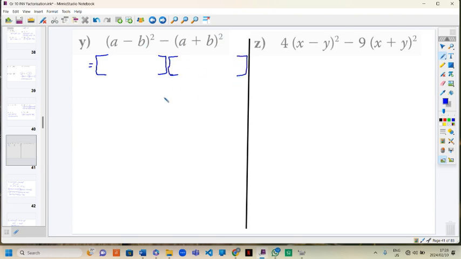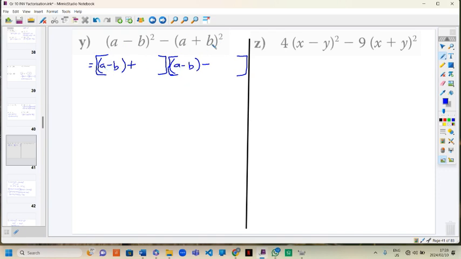Okay, what are the signs for ever and always for difference of two squares? Plus and a minus, good. Okay, what's the square root of a bracket squared? Good, it's just a bracket. Okay, just a bracket. What is inside this bracket now? A minus b. A minus b.